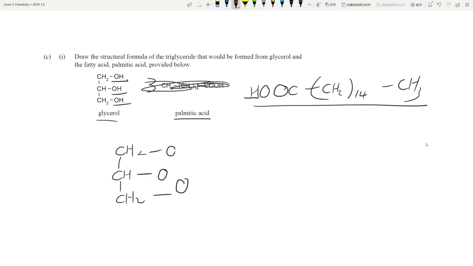All right, so you can think of this O as this O, this O as this O, and then you just completely copy paste. You just add everything that you saw on the right hand side and just add it in. Okay, so you just literally do it three times.